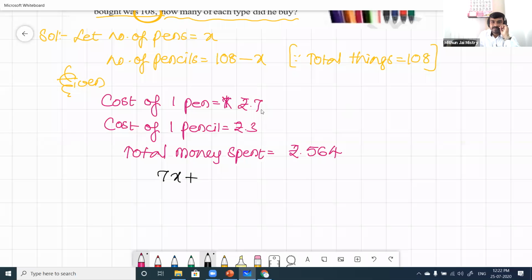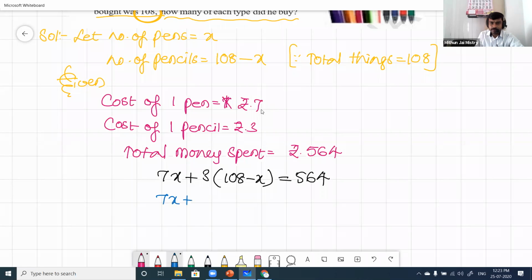Plus, what is the cost of one pencil? 3. How many pencils we have? 108 minus x pencils we have. So this is cost of one pencil and this is cost of all pencils together, right? Is equals to how much? 564. That's it. You need to solve this. Please solve further. Take this 3 inside. 3 into 108, 3 8s are 24, 3 1s are 3, 324. Then again minus we have. 3 into x is 3x, is equals to 564.